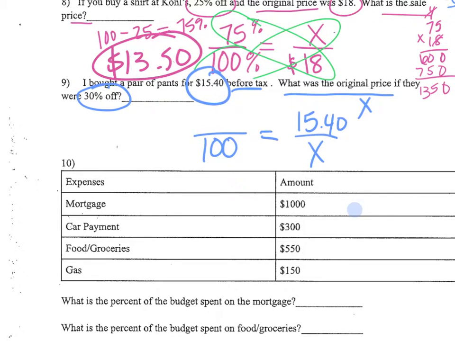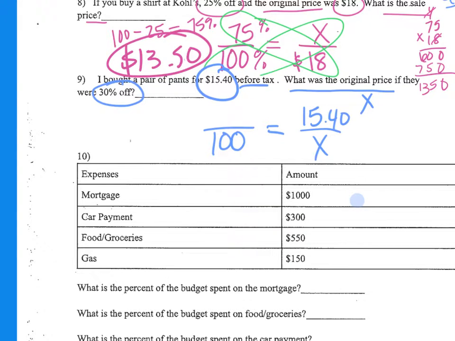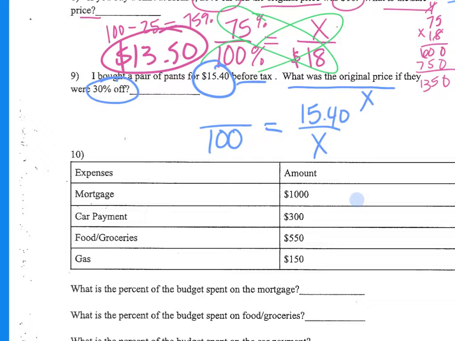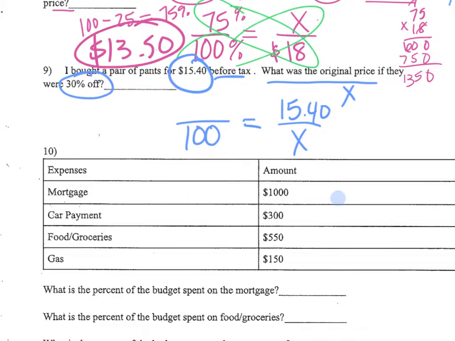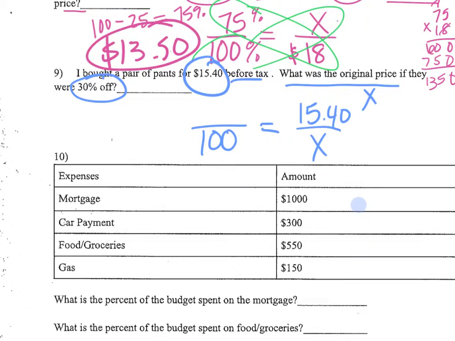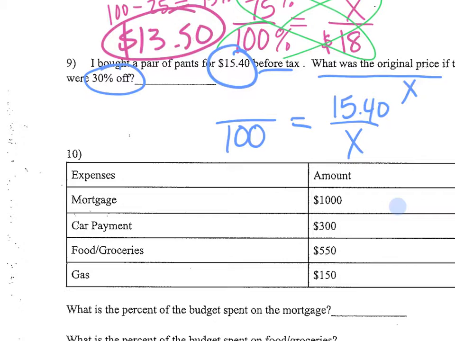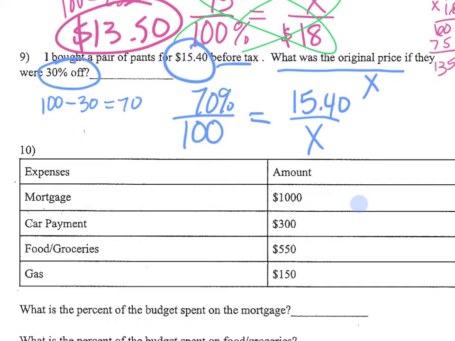But that's before tax, so wouldn't that be the original price? No. I'm just saying that's how much I bought it for, and they were 30% off. So I need to figure out what they were before we took 30% off. I didn't pay 100%, because that would have been the original price. What percent did I pay? 70, because 100 minus 30% is 70. So I paid 70% of the full price, which is $15.40.